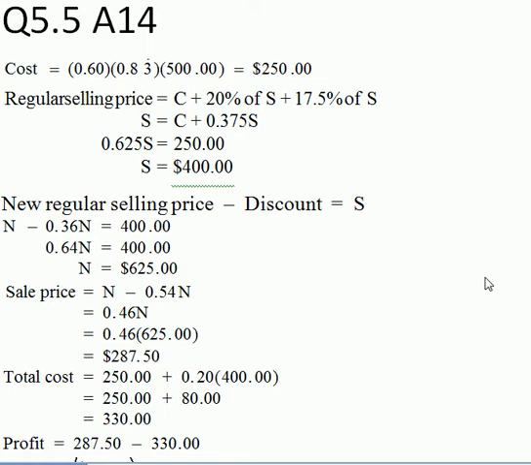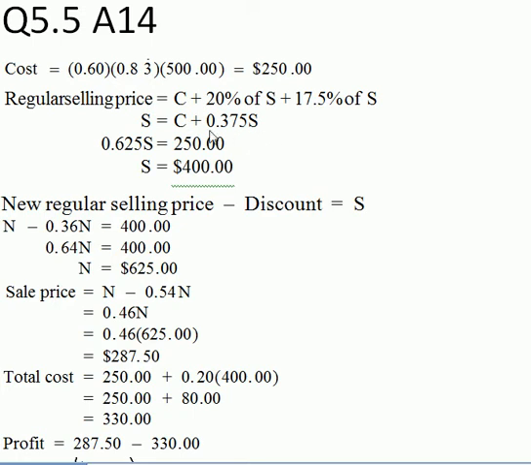First of all, we need to calculate the cost of the golf clubs to the shop owner. So there is a series of discounts here. So the cost is going to be, you can see those discounts, do it for yourself, times the supplier's list price of 500 means that the cost to the shop owner of each set is going to be $250. Next, we find out his regular selling price.